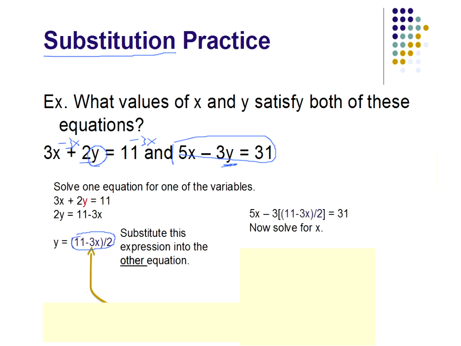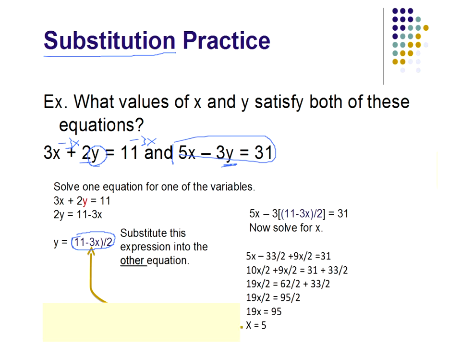And now I'm going to solve for x. So you can see here what I did was, and again, there's a couple of different ways that you can do this, but I multiplied the negative 3 by 11 and then divided by 2 to get that. I multiplied the negative 3 by negative 3x to get positive 9x and then divided by 2. I looked at getting a common denominator here.